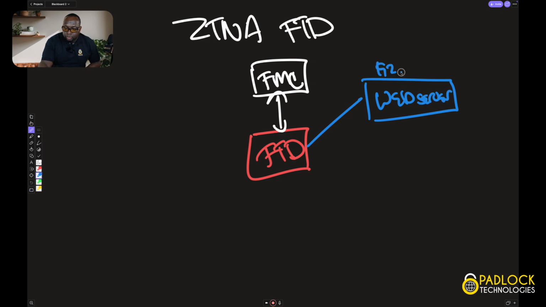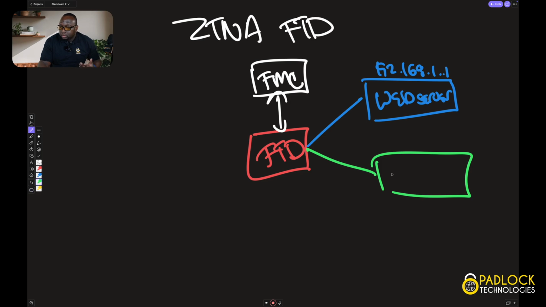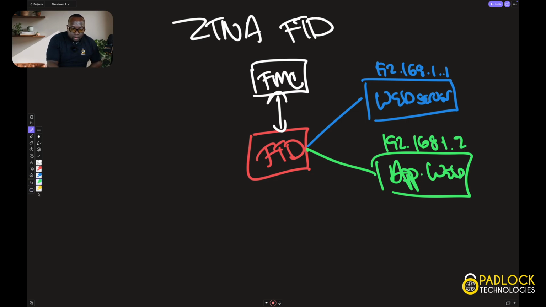And this is 192.168.1.1. And then you have another application over here. Now, right now, this can only do HTTPS, so it can't be anything other than 443. Let's say this is another web app, and this is 192.168.1.2. So you'll have your user over here, and then you'll have the internet.